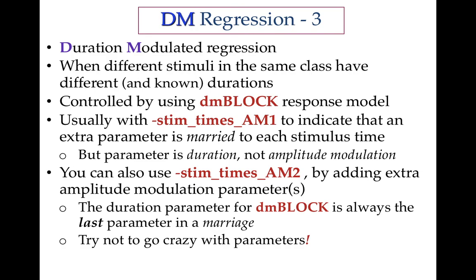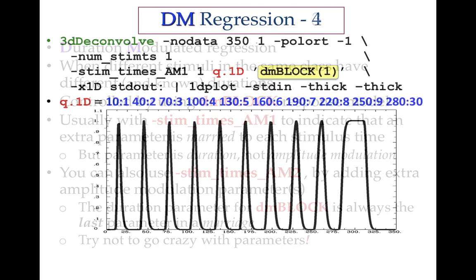You can use stim_times_AM2 and add an extra amplitude modulation parameter if you want. In that case, remember that the last parameter is always the duration parameter, and so if you had time, amplitude parameter, and then duration parameter, you'd have 2 stars in there. Try again not to go crazy with parameters, because that way lies statistical madness.